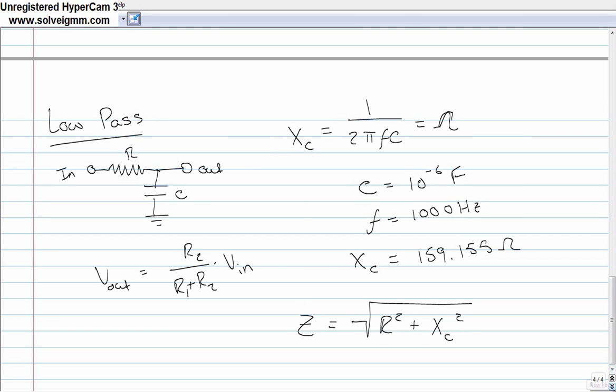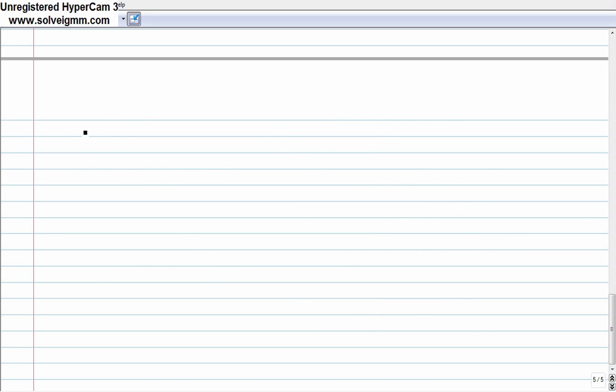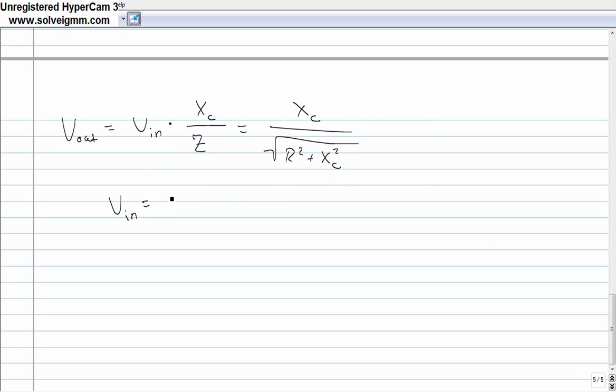So if we were to take all of these and put them together, we get this equation out: Vin times X sub C over Z, which is equal to X sub C over the square root of R squared plus X sub C squared. And this is solely for low-pass filters, let's just keep that in mind. So if we were to have a sine wave with a peak to peak of, say, 5 volts, that's going to result in a Vin of 5 volts.